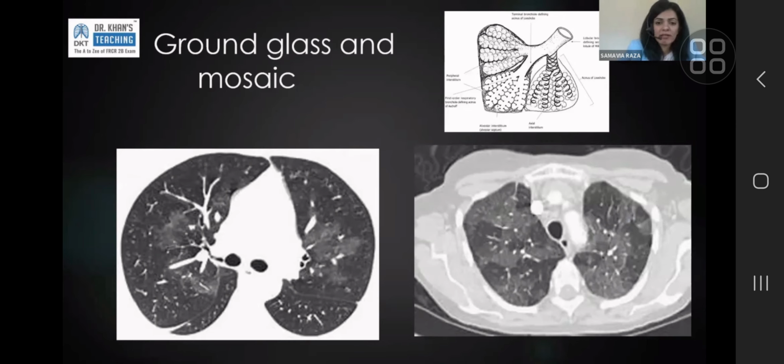So ground glass change doesn't mean airspace. Ground glass change doesn't mean interstitial change. It just means a visual description of what you're looking at.